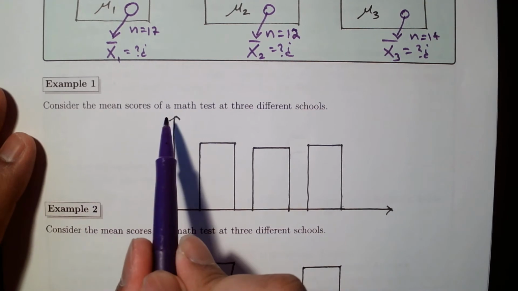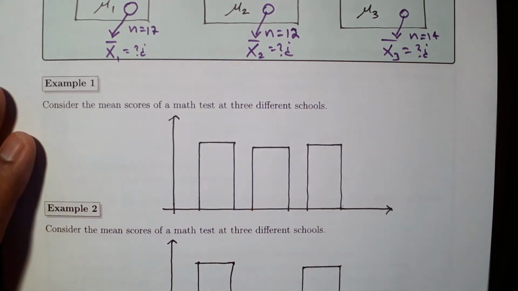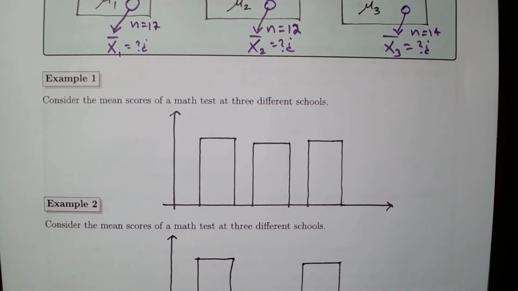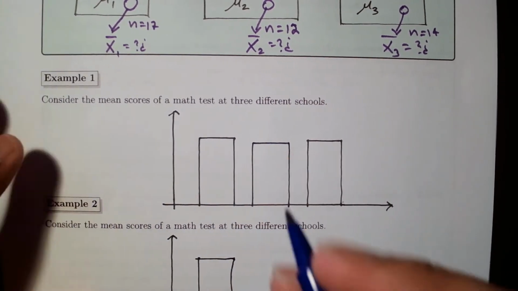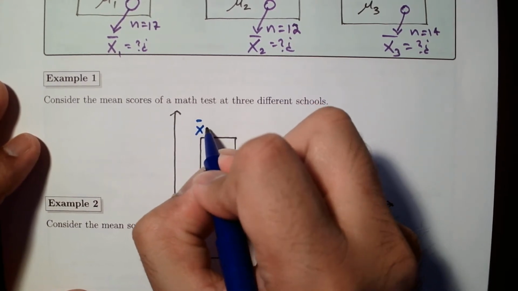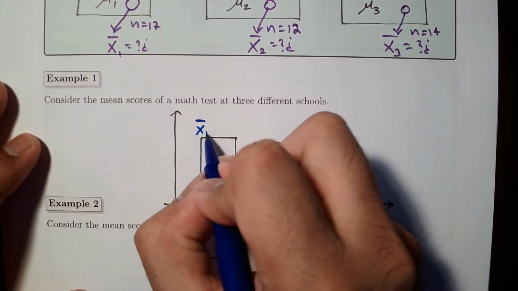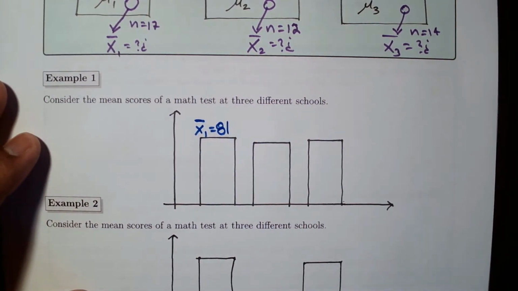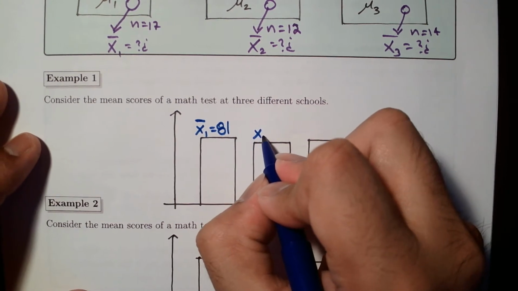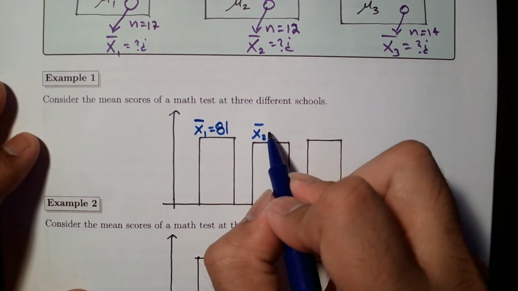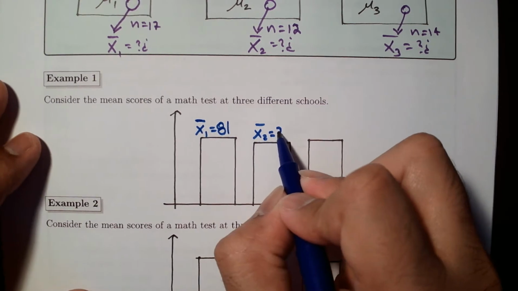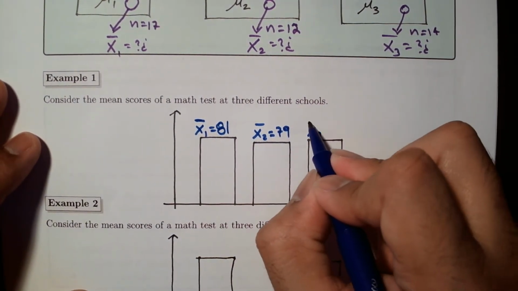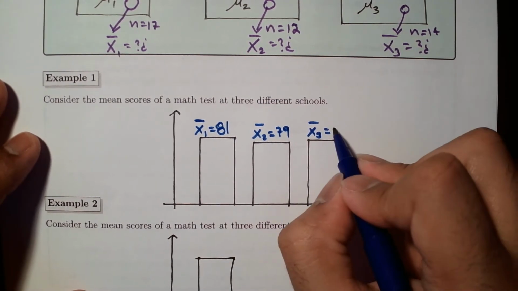To give you a more solid example, let's consider the mean scores of a math test at 3 different schools. At the first school, the average of the test was 81. At the second school, the average, denoted x bar 2, was 79. And at the third school, x bar 3 was 80.